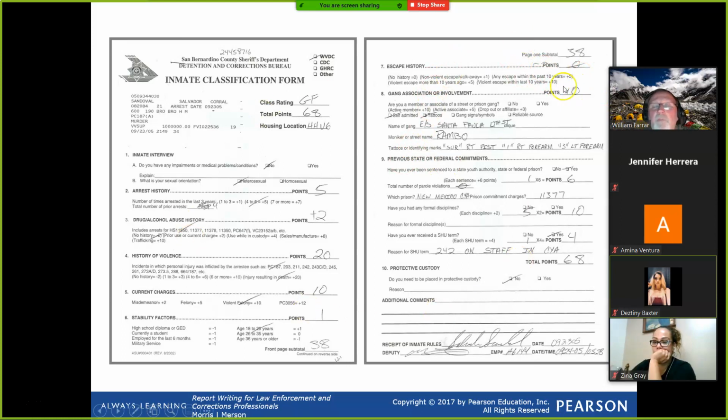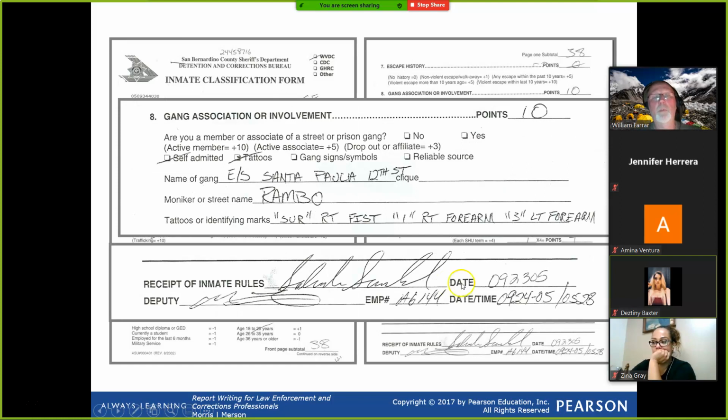Let me ask you, can this be used in court later on? Any thoughts? If the person came to court and denied they were a gang member, yeah, I could take this to court and show that we interviewed them, we put this information down, and we signed it, dated it, etc. And there you go. So this is important. This whole part right here, talking about the person's gang affiliation.